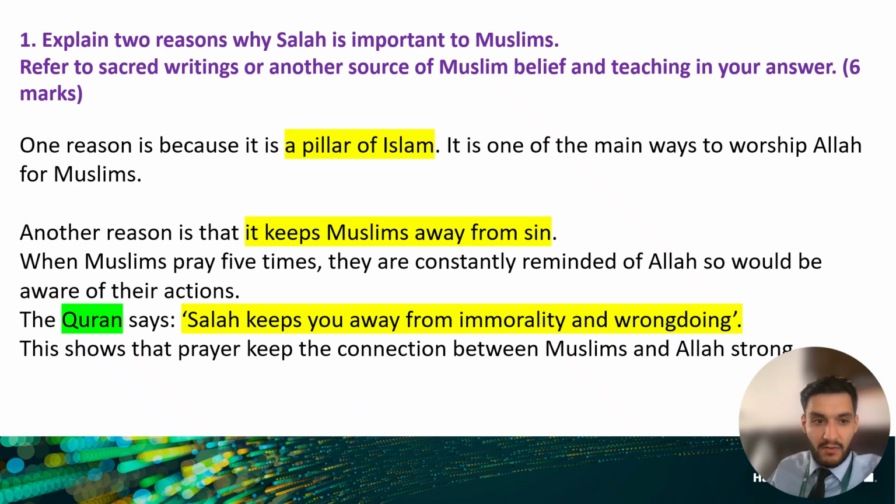What about my second paragraph? Another reason is that it keeps Muslims away from sin. When Muslims pray 5 times a day, they are constantly reminded of Allah, so would be aware of their actions. That's my developed point, 2 more marks. Now my source and application. The Quran says Salah keeps you away from immorality and wrongdoing. This shows that prayer keeps the connection between Muslims and Allah strong, and that would give me 6 marks out of 6, hitting all the criteria for a 6-mark question.